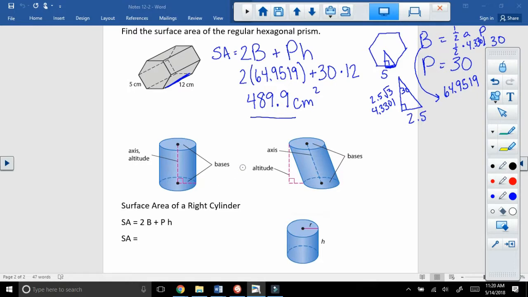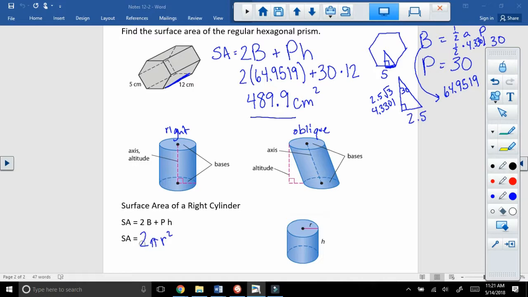Okay, the cylinders are pretty quick. For the cylinder, we have a right cylinder and we have an oblique cylinder, just like with the prisms. The surface area of the cylinder is the same formula, except now what shape is the base for the cylinder? The circle. So instead of writing capital B for area of the base, you can actually just write out what that is. What is the area of a circle? Pi r squared.